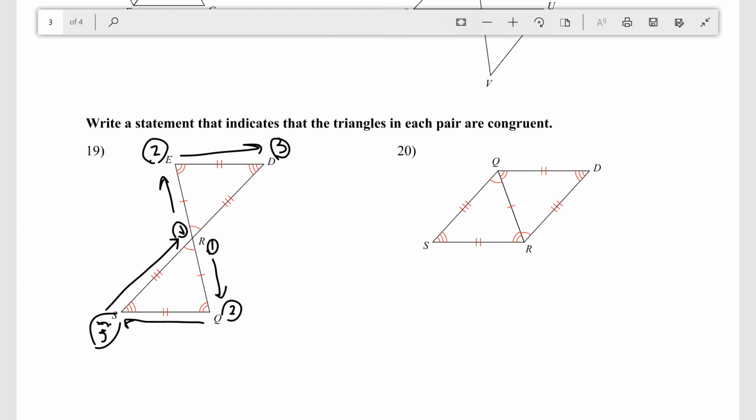Okay. So when I write out this triangle congruence, let's start with the bottom triangle. R, Q, S, because that's my 1, 2, 3, is congruent to the triangle R, E, D as my 1, 2, 3 on my top. And that's all you have to do for numbers 19 and 20. If you do need to double check your answers, there is an answer key at the end of this worksheet.